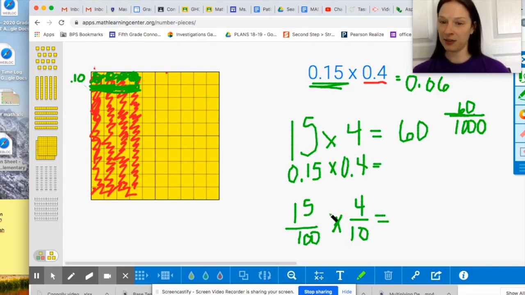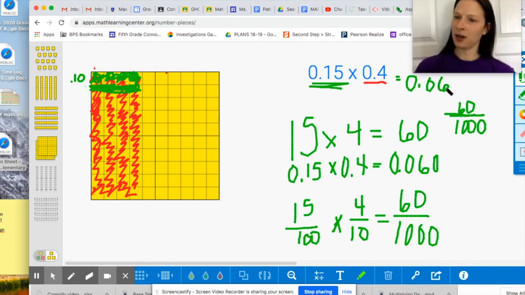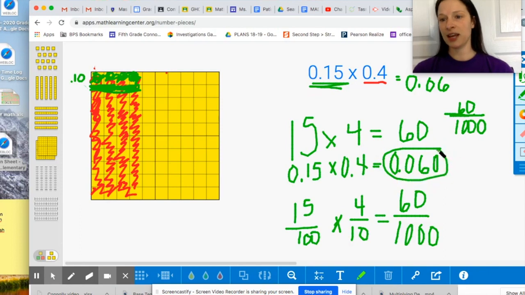So can we see that down here? 15 times 4 is 60. Numerator times numerator. 100 times 10 is 1,000. Can you see how it became 60 divided by 1,000? 1,000 times smaller. So how do we write that as a decimal? To the thousandths place. Here it is, 60 thousandths. But Miss Conley, you got 600ths up here. Well, boys and girls, you know that 60 thousandths and 600ths are equivalent to each other. Okay, they're equivalent decimals, equivalent fractions.